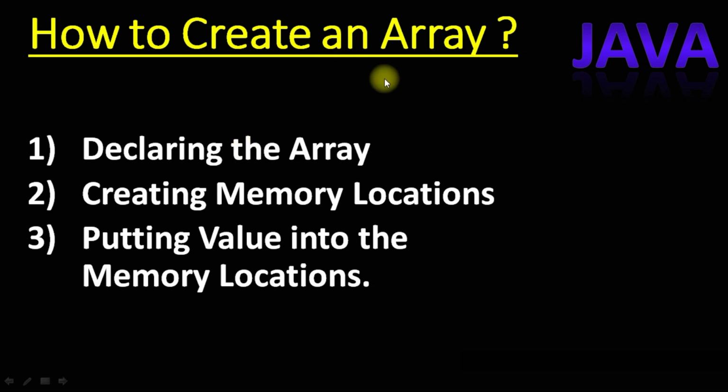Now, to create an array we have to follow three steps. First, declaring an array; second, creating the memory locations; and third, putting the values into those memory locations. So the first one is declaring, the second is creating memory locations, and finally putting the values. Now let's check in Eclipse how we can create an array using these three steps.